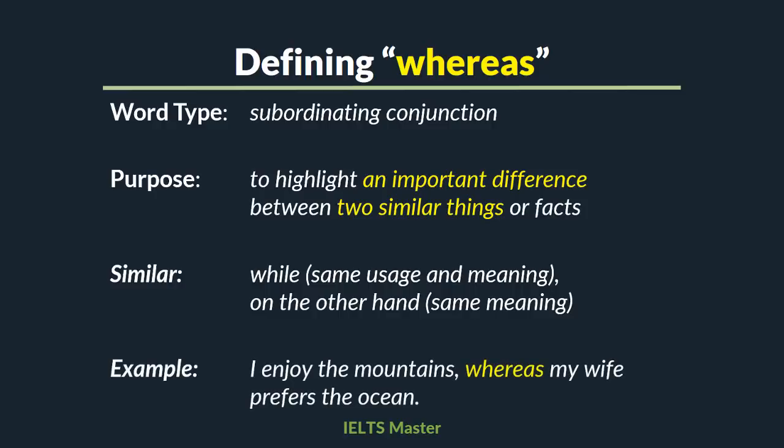So here's an easy example of whereas. I enjoy the mountains, whereas my wife prefers the ocean. We want to highlight an important difference between two similar things. I enjoy the mountains, whereas my wife prefers the ocean. I enjoy the mountains while my wife prefers the ocean. I enjoy the mountains. On the other hand, my wife prefers the ocean. Did you get the meaning? I think so. I think you got it.